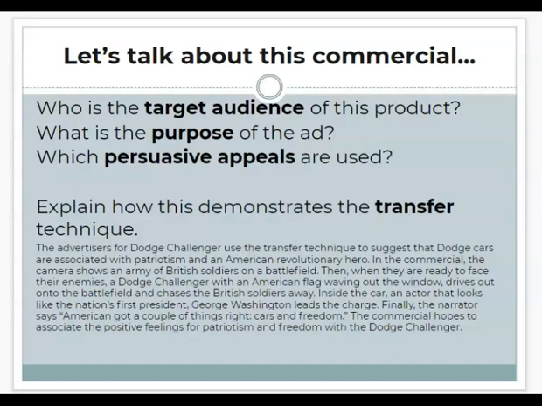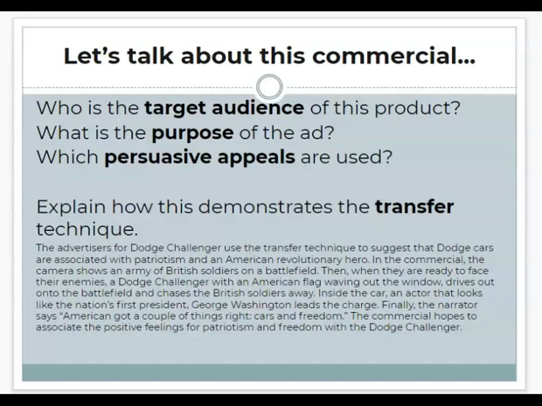I don't think that there's much logos. I mean, except for logically speaking, if the Dodge Challenger were to have been invented, and yes, it could have run the British Army down the mountain, but there are no real facts and statistics here. As a matter of fact, they got some facts wrong, but they are hoping to transfer some feelings that you have towards patriotism and American Revolutionary heroes to their product.